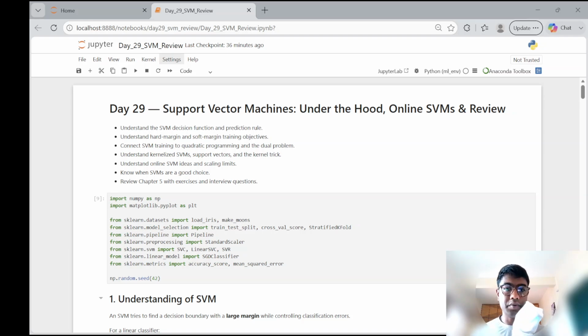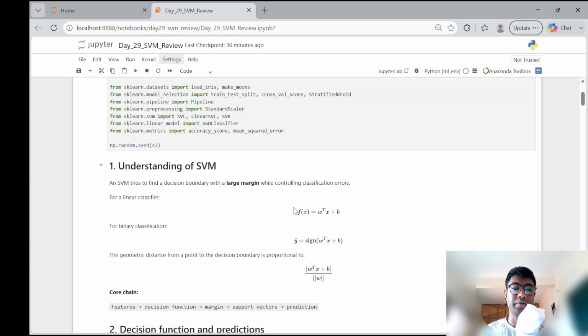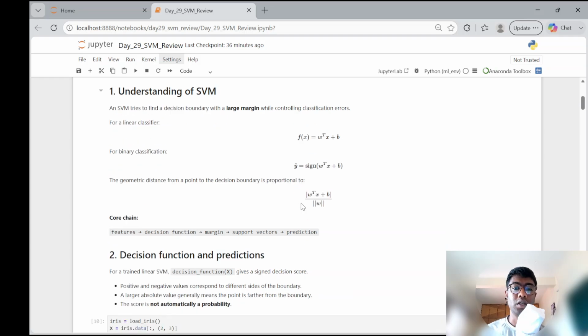Welcome back to this Day 29 Support Vector Machines review. So we have looked at many different discussions and many different points in the SVM topic. Let's revise all of them and see what we have done so far at a high level.